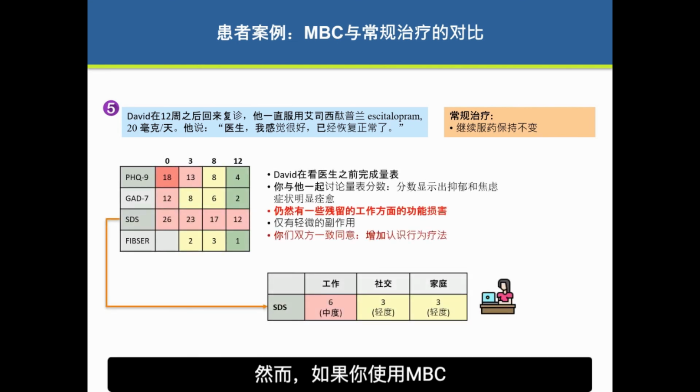However, if you were doing measurement-based care, you would see, based on his scores, that yes, his symptoms now are in the normal or remission range. He has no side effects to his medications, but his functioning has not yet returned to normal. He still has residual impairment in work functioning. And because of this, he's not yet in full functional recovery. And so you decide to add cognitive behavior therapy to improve his overall functioning and in particular his work functioning.